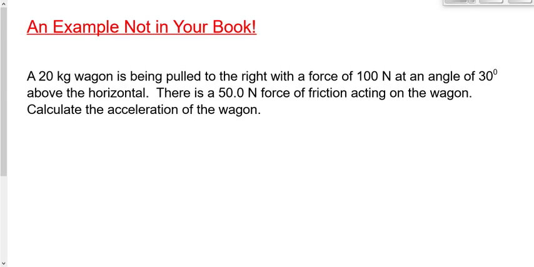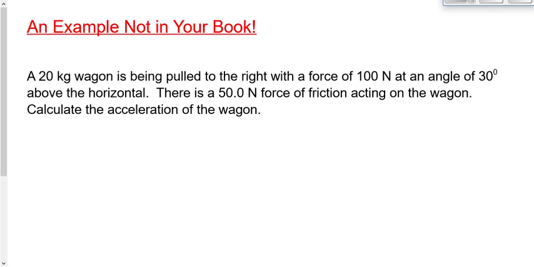Let's have a look at one more question here. This is a little bit different, but similar in some sense as well, in that we have an angle in here. It says a 20-kilogram wagon is being pulled to the right with a force of 100 newtons, at an angle of 30 degrees above the horizontal. There's a 50-newton force of friction acting on the wagon. We want to find the acceleration of the wagon.